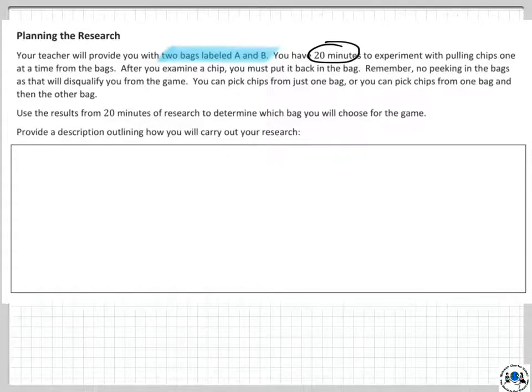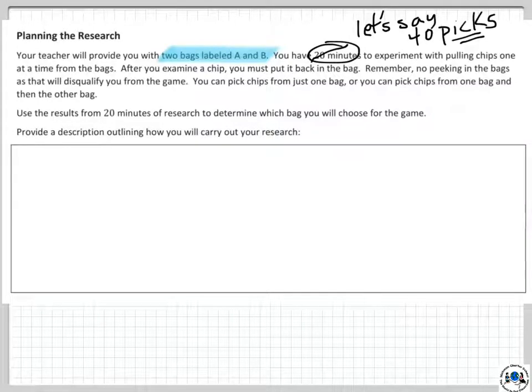Anyway, we had this 20 minutes. Now we're not going to do 20 minutes. Let's just say 40 picks, and I'm going to do that picking. So we have 40 picks to experiment with pulling chips one at a time from the bags. And if we're in class, like me here, we're not just going to pick from one bag. We can pick from both bags.